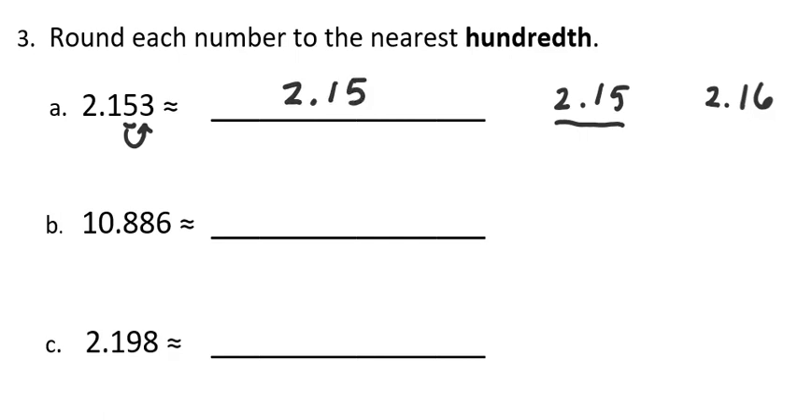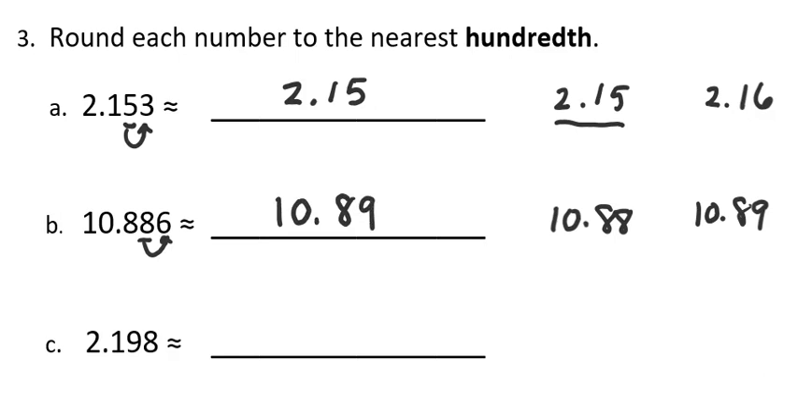For question B, I have 10 and 886 thousandths. I will find the digit that's in the hundredths place first. So that means my answer choices are going to be 10 and 88 hundredths or 10 and 89 hundredths. Looking at the thousandths place, I have a 6. Well, that 6 would be above the midpoint of 5. That means I'm going to round up to the next hundredth. So my answer would be 10 and 89 hundredths.